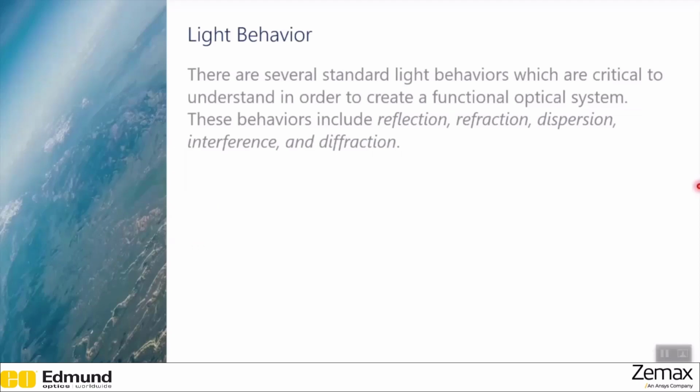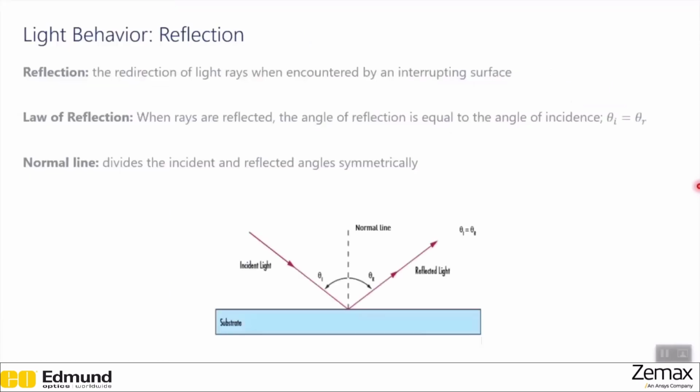Now that we have discussed some basic properties of light, it's time to talk about light behavior. There are several standard light behaviors which are critical to understand in order to create a functional optical system, and these behaviors include reflection, refraction, dispersion, interference, and diffraction.